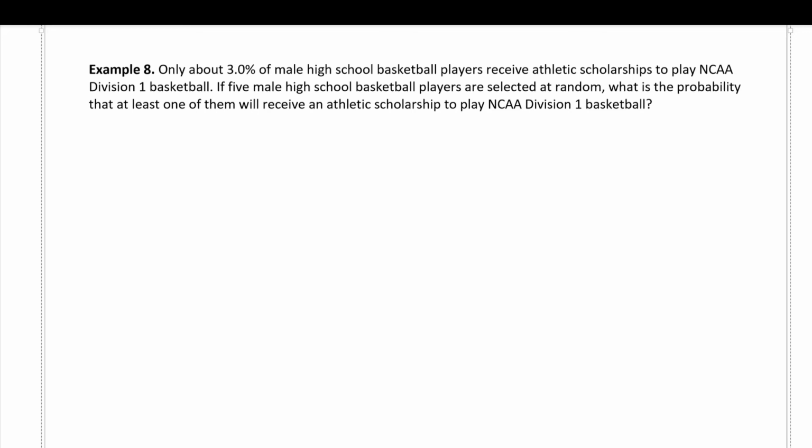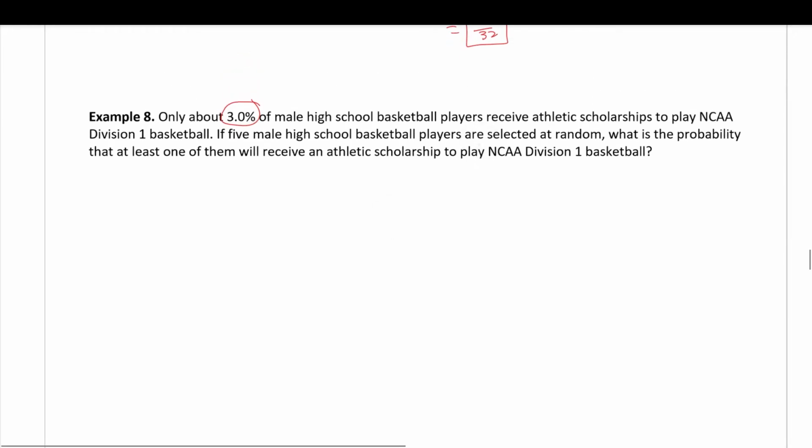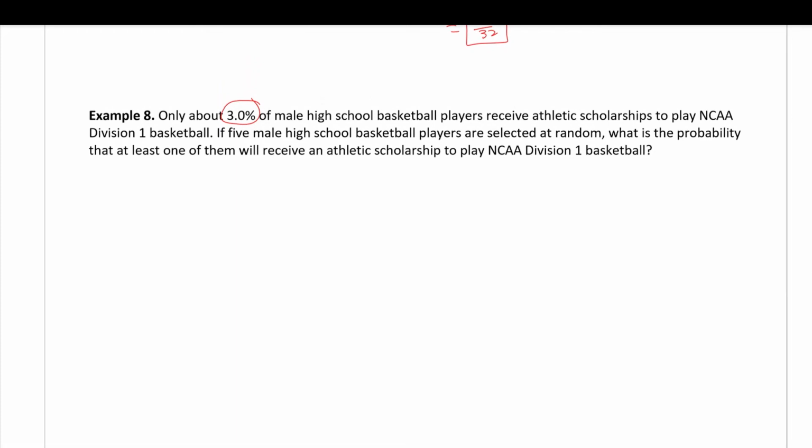All right, so they're giving us a little bit of information. They're saying that for any one male high school basketball player, there's a 3% chance of them actually getting that scholarship. And the question here is, if 5 high school basketball players are randomly selected, what's the probability that at least one of them will receive the scholarship?